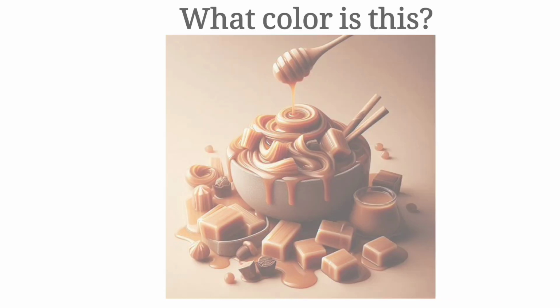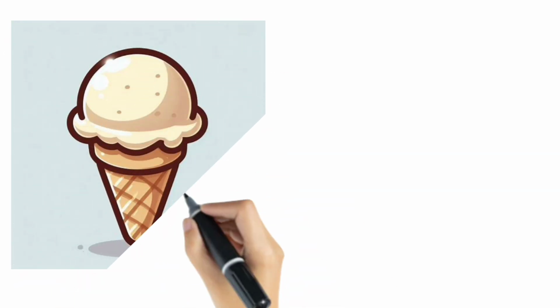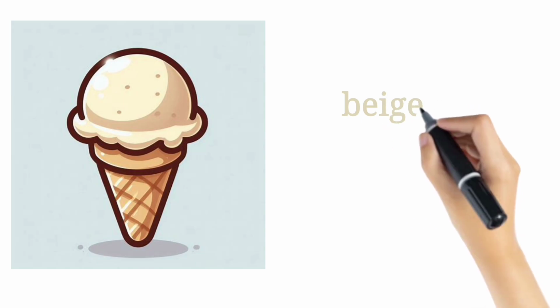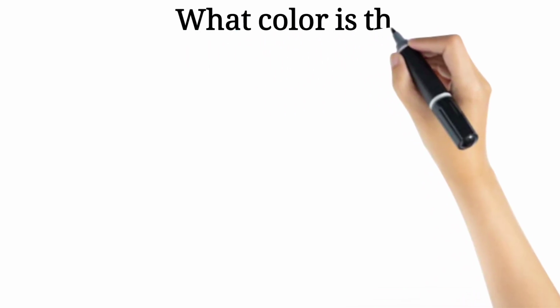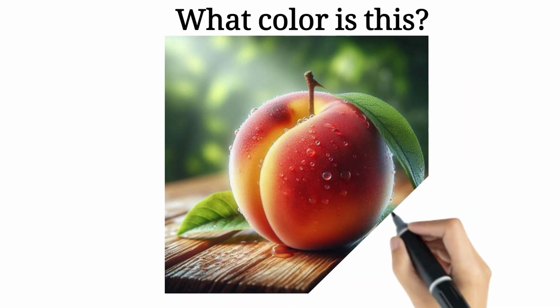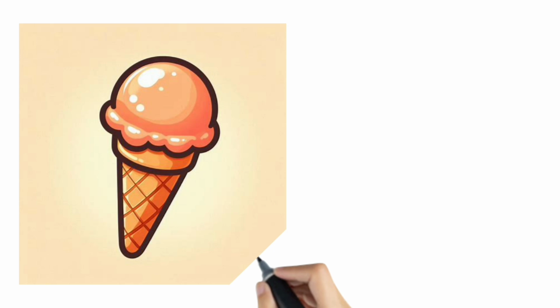What color is this? 5, 4, 3, 2, 1. Beige. What color is this? 5, 4, 3, 2, 1. Peach.